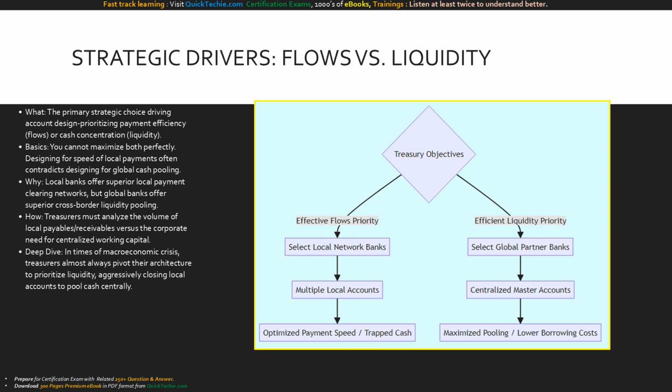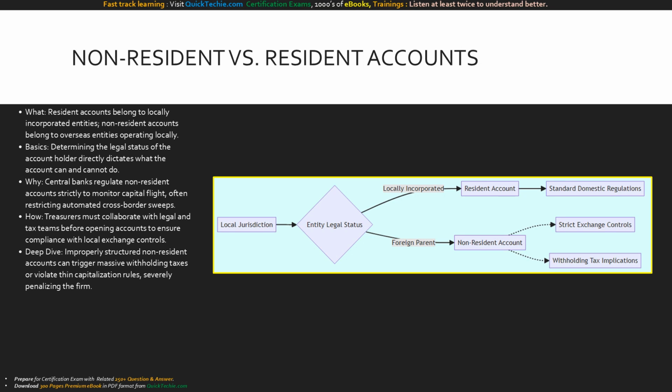As a modern treasurer, your goal is to map your business needs against this flowchart to find the exact right balance between these two diverging paths for your specific enterprise. Let's look at the legal and regulatory status of your accounts. Slide 3 covers resident versus non-resident accounts.